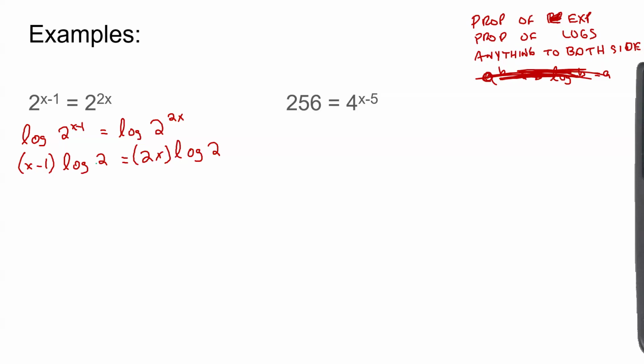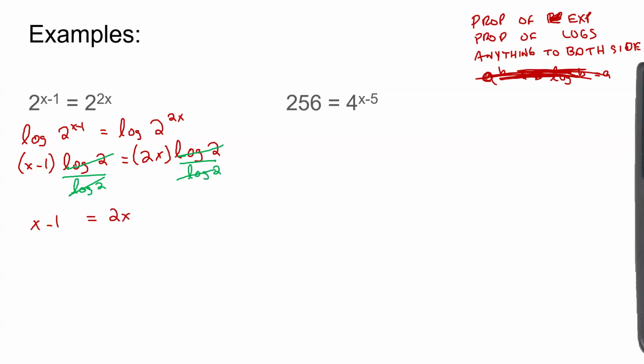Notice that now I have a log 2 on the left and a log 2 on the right. So if I divide the left-hand side by log 2, that's just a number, right? We could get a number for that off our calculator. I've got to do it on the right as well. It's going to cancel on both sides. And now I have an expression that looks like something we started this semester with, x minus 1 equals 2x.